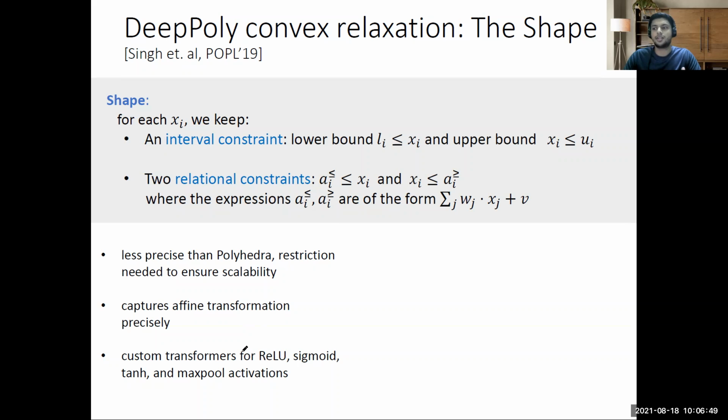Like in the previous session, we haven't discussed how we are going to define the transformers for sigmoid or tanh. But if you're interested, you can refer to the paper. It's almost similar to how you define a ReLU and how you approximate a ReLU.